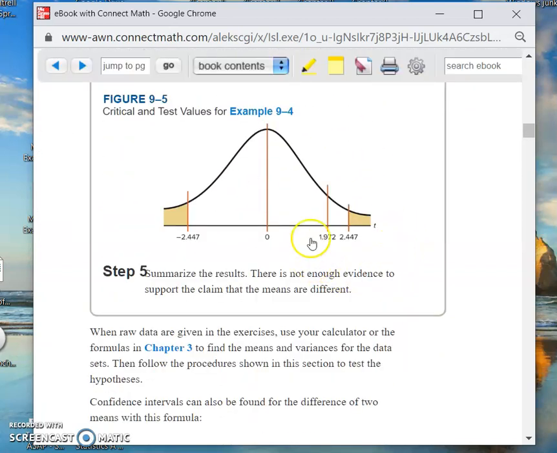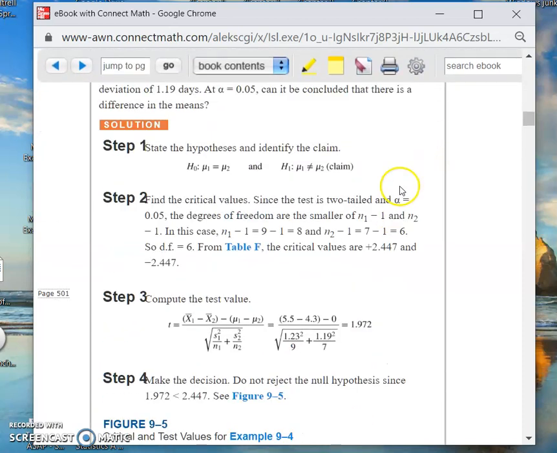Okay, so where does that end up? That ends up right here. That is not in the critical region. This critical region here, that's where you have to land in order to reject the null hypothesis. So we're right here, 1.972. Therefore, we cannot reject the null hypothesis. So the summary is there is not enough evidence to support the claim that the means are different. So we do not reject the null hypothesis.